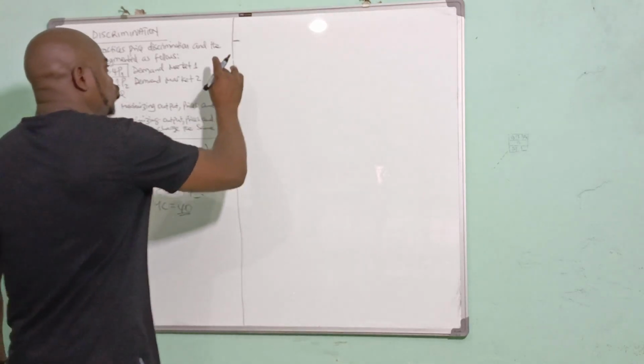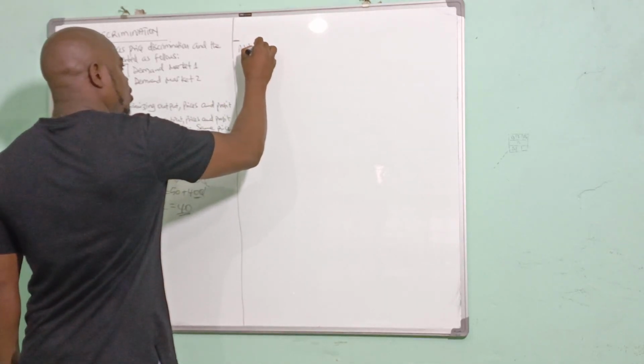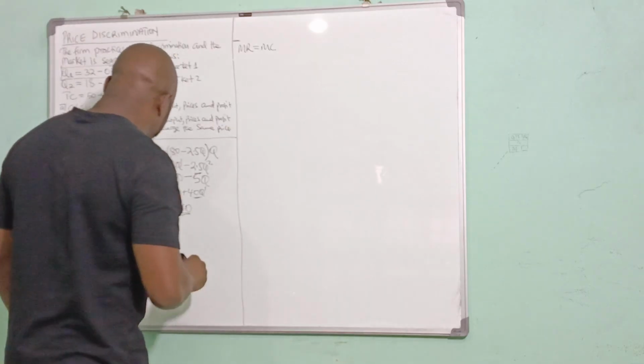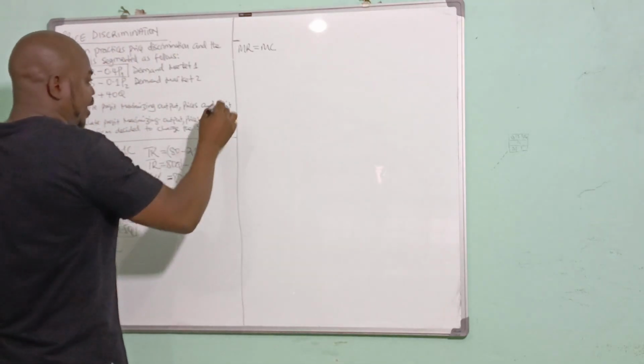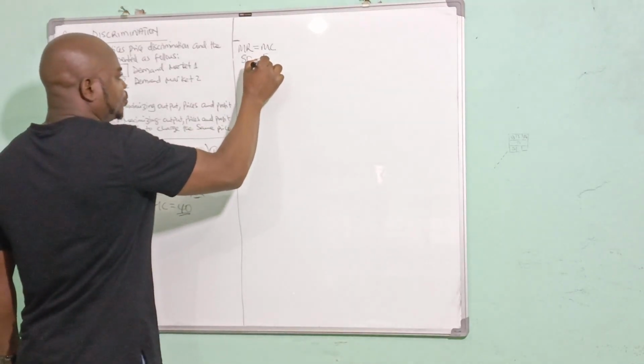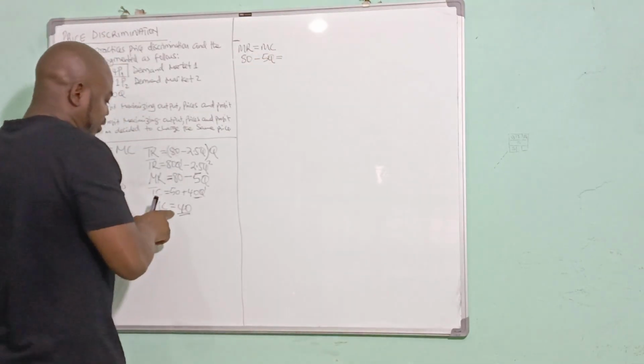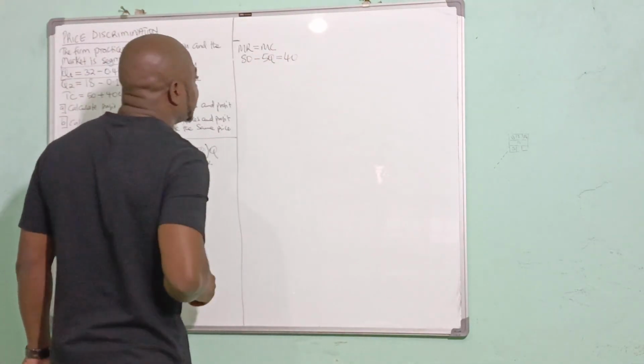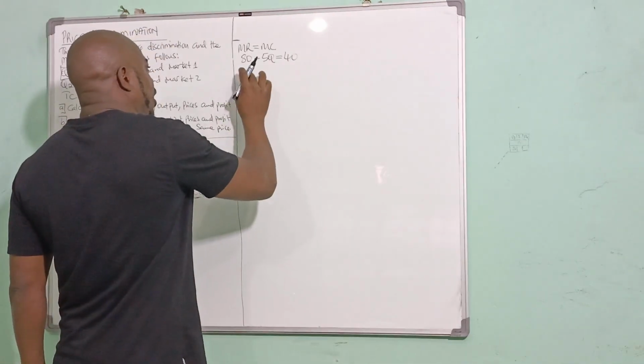Marginal revenue is equal to marginal cost. So marginal revenue is equal to marginal cost. My marginal revenue is 80 minus 5Q is equal to marginal cost, which is 40. Okay, we can solve for Q now here.